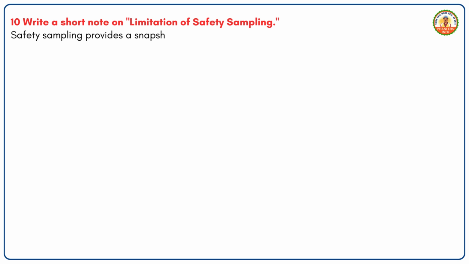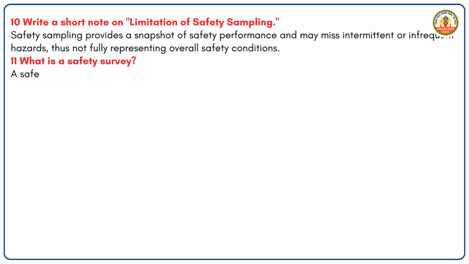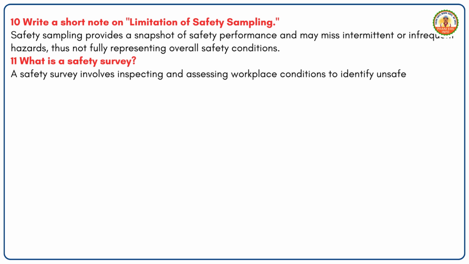10. Write a short note on limitation of safety sampling. Safety sampling provides a snapshot of safety performance and may miss intermittent or infrequent hazards, thus not fully representing overall safety conditions. 11. What is a safety survey? A safety survey involves inspecting and assessing workplace conditions to identify unsafe practices and hazards for improvement.